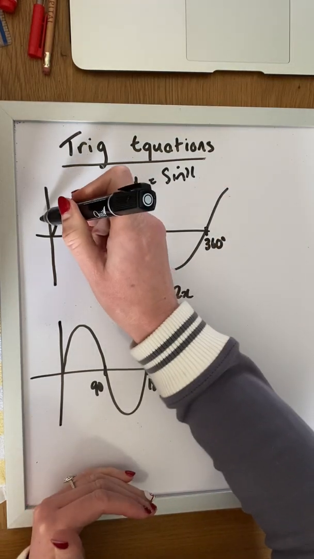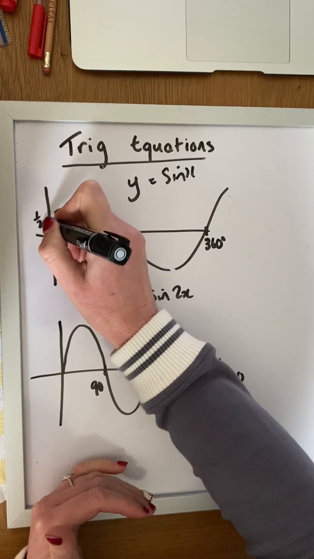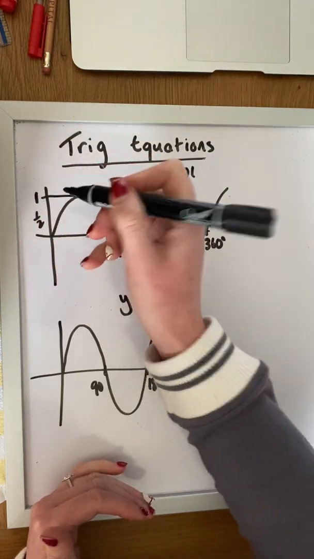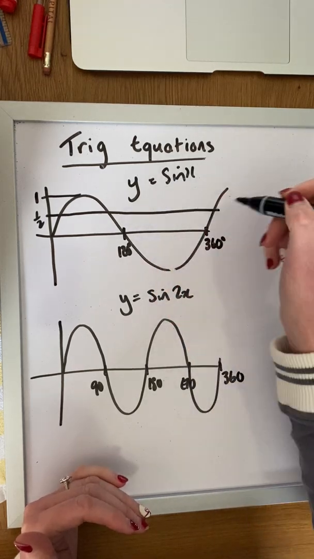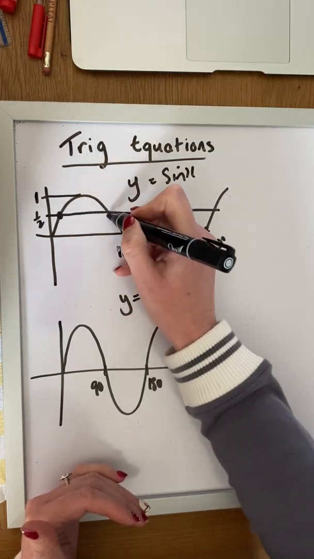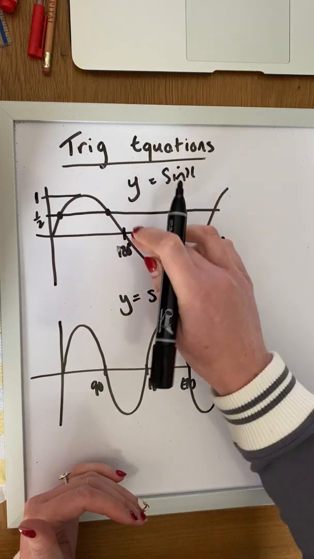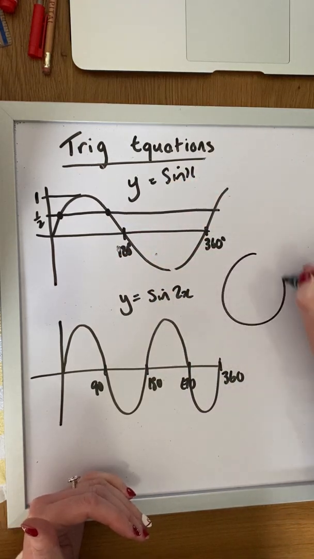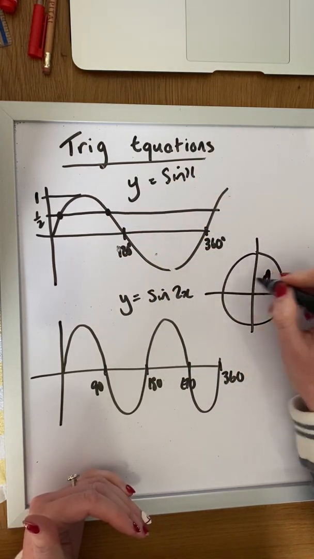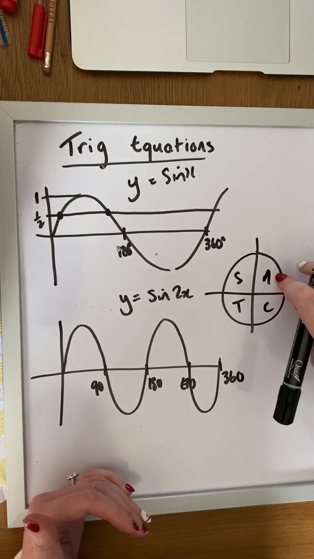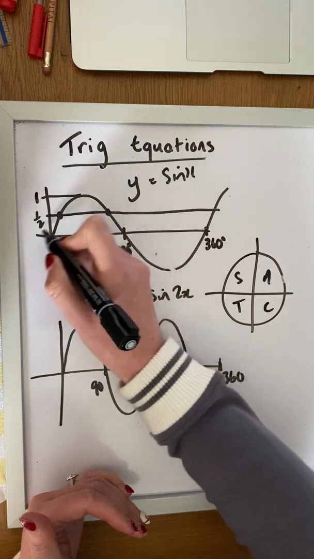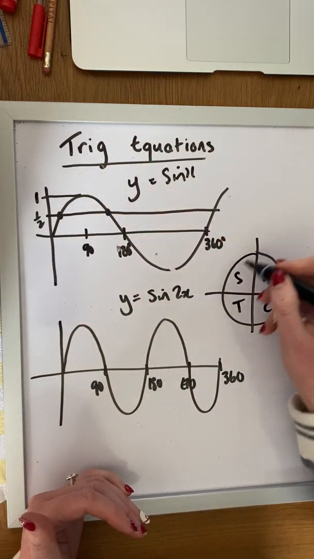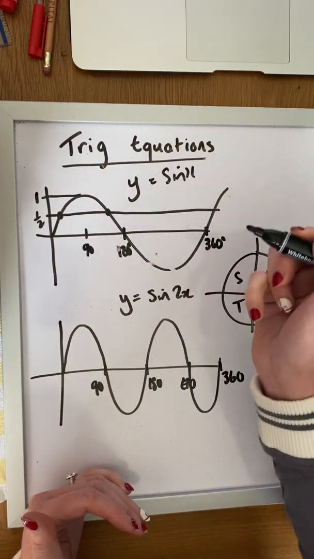For example, if we're looking at, so the maximum of a sine graph is 1. So if we're looking at when does a sine graph equal a half, we are looking at 2 possibilities here between 0 and 180. And we know that because remember on our unit circle, sine is positive in the first quadrant, which would be between 0 and 90, which would be in this one here, and again between 90 and 180, which is this one here.